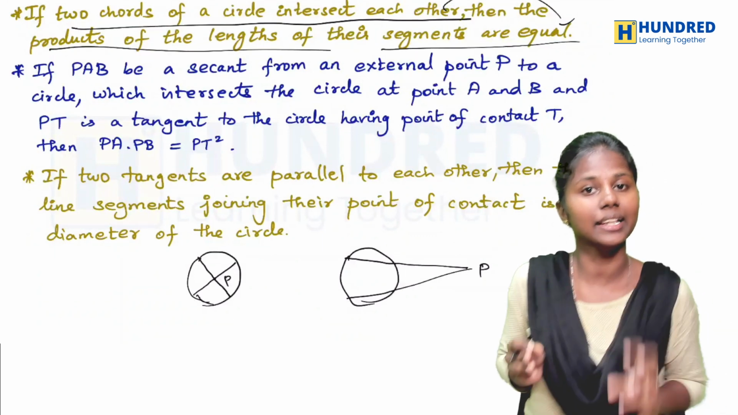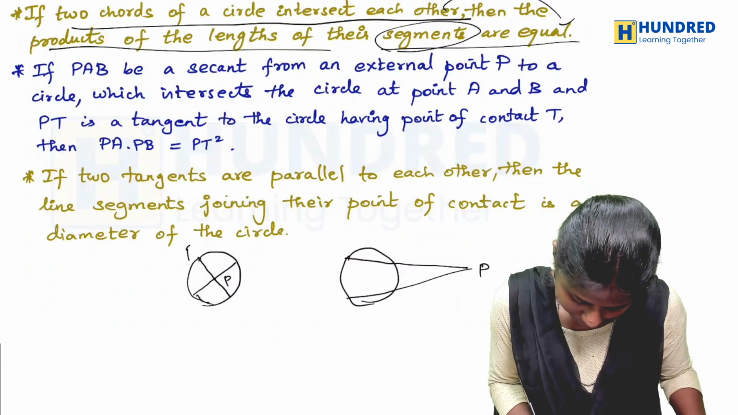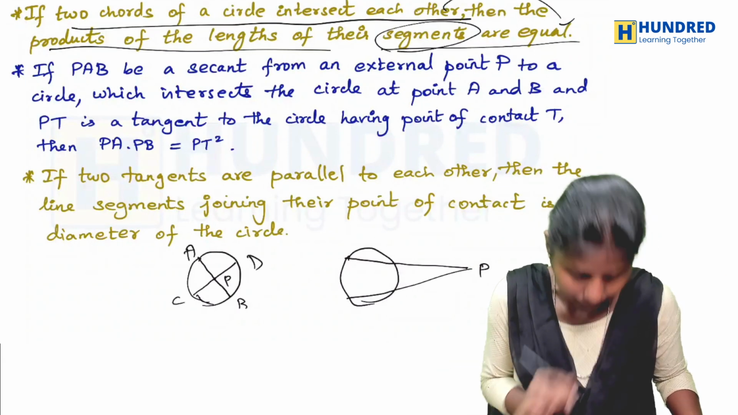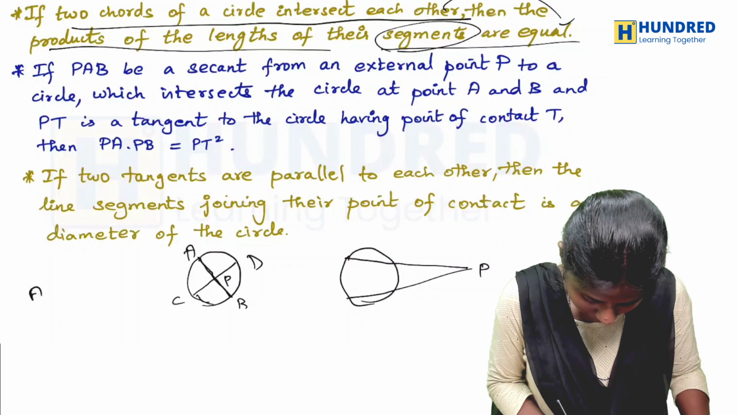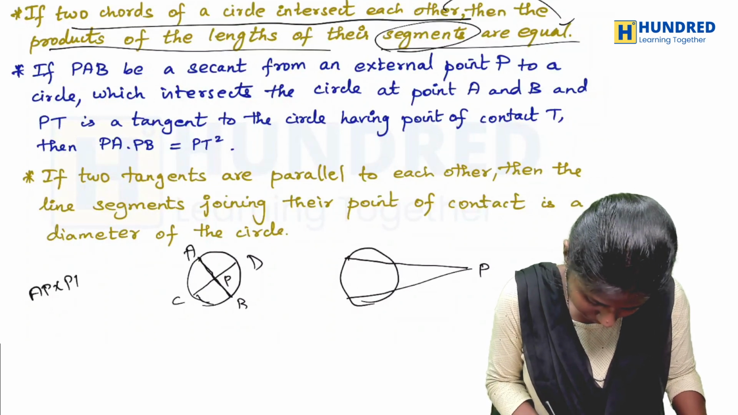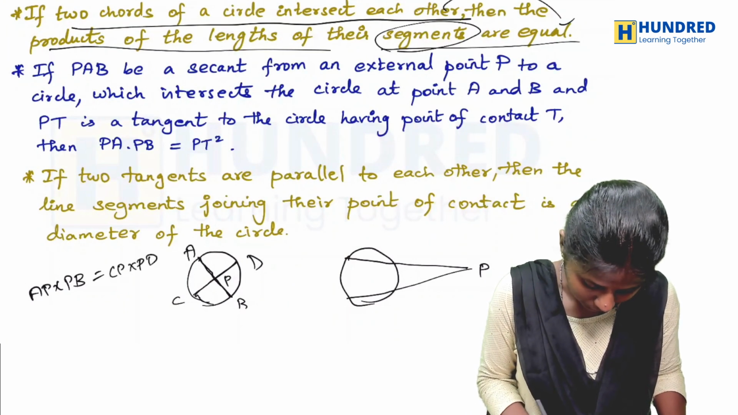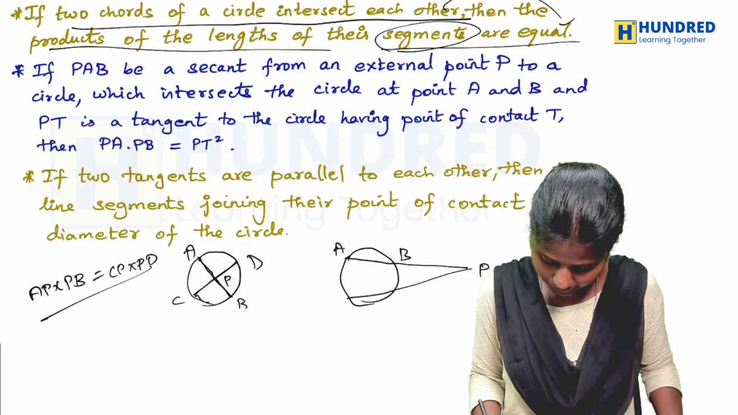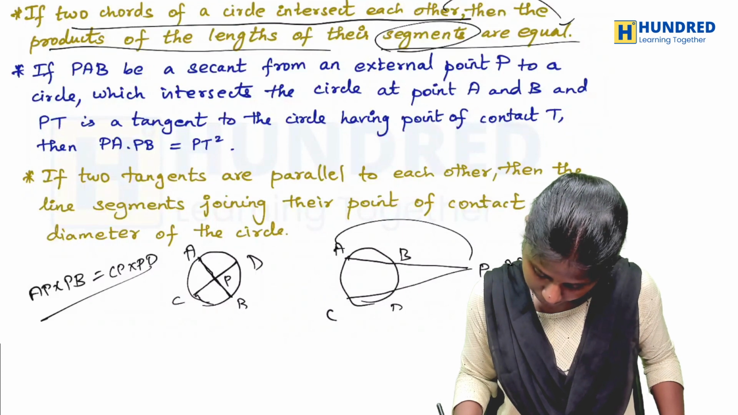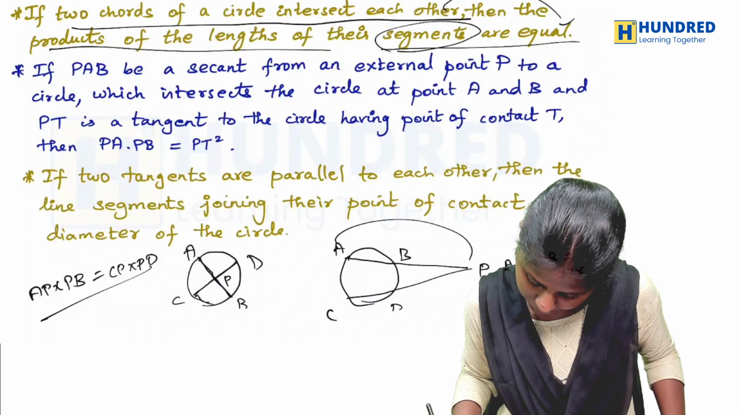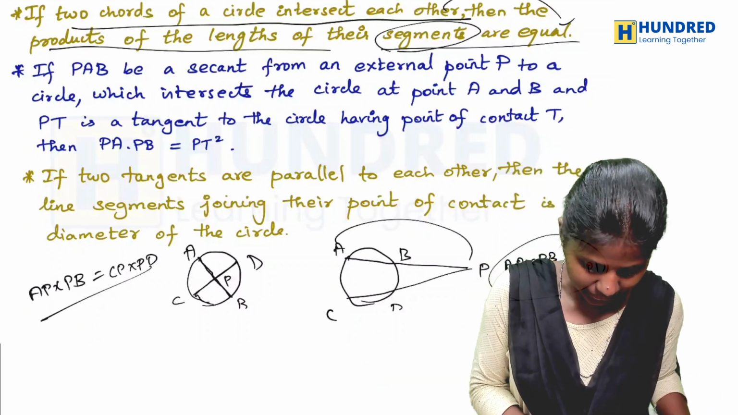Fine. They are saying the product of the lengths of their segments. Segments means line segments. Chords AB and CD intersect at point P. Then the segments AP into PB will be equal to the other chord's segments CP into PD. The same process is repeated here: AP into PB is equal to CP into PD. Hence, it is proved.